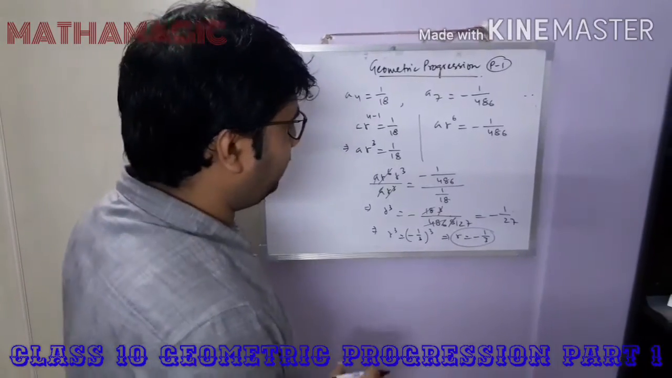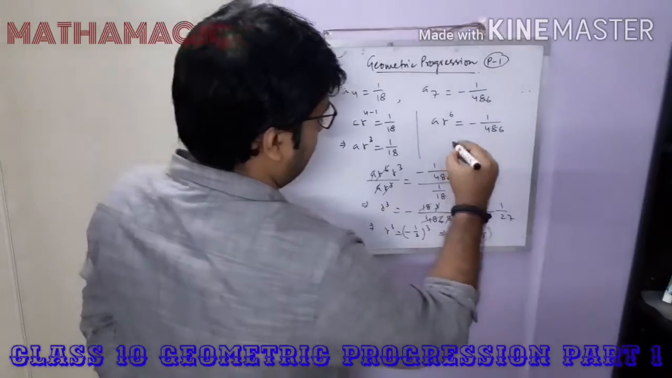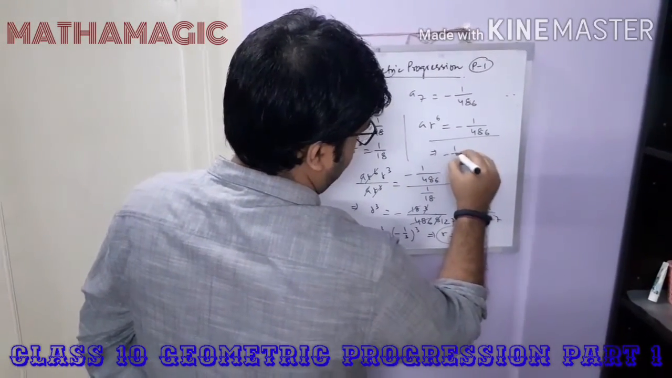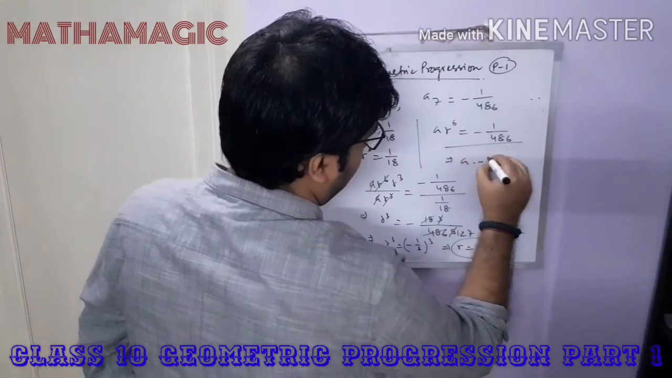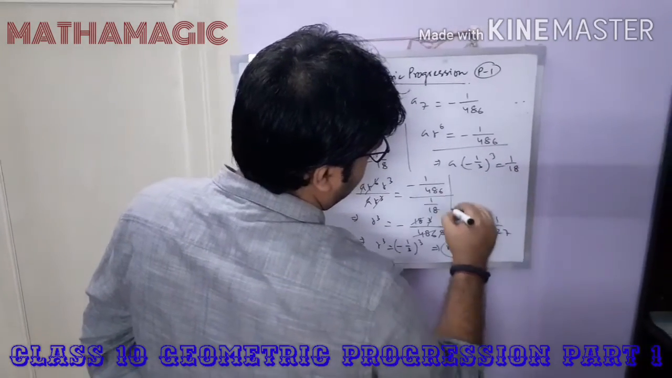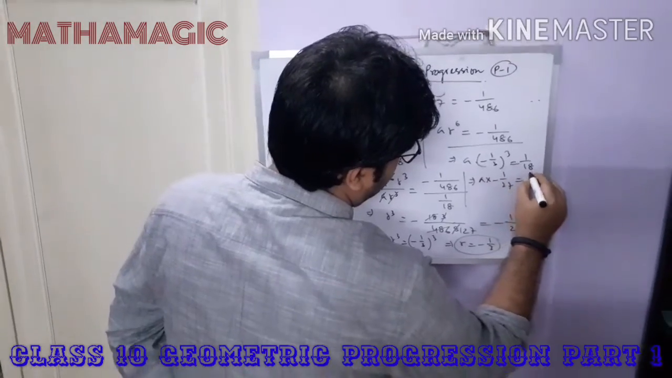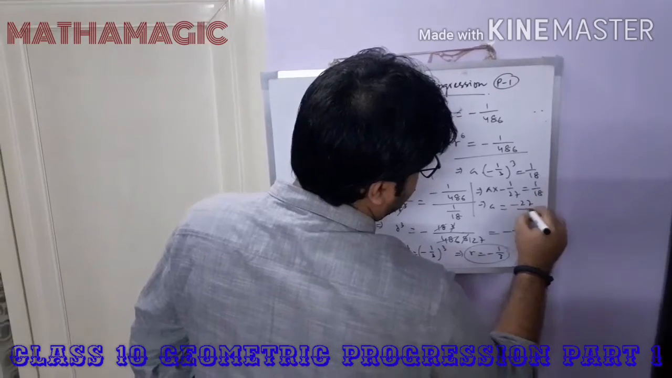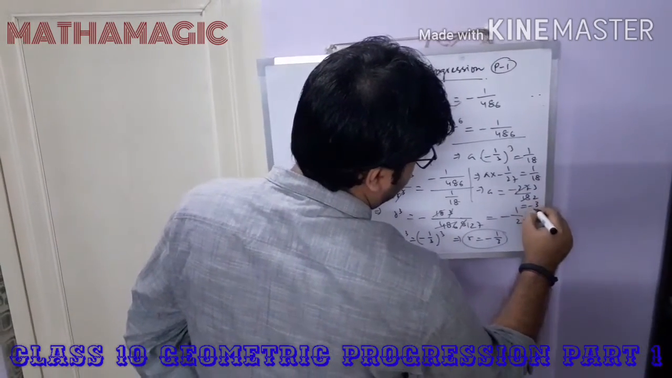We have already got the value of r. By putting the value of r, we can easily find the value of a. So we will just solve here. a into minus 1 by 3 whole cube is equal to 1 by 18. So it will be a into minus 1 by 27 equals 1 by 18. Just solve this one. That is minus 27 by 18, that means 9 3s are 27, 9 2s are 18, so minus 3 by 2.